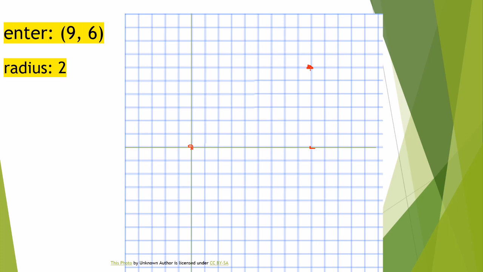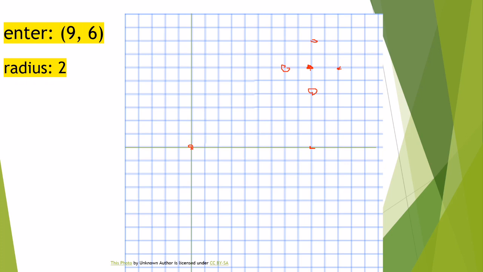Okay? And then, ang radius daw natin ay 2. So, ang radius, 2 steps up, down, left, and right. So, meron tayong 1 and 2. So, dito siya. 1, 2. 1, 2. So, 2 steps away from the center. 1, 2. So, to graph the circle perfectly, you can use the compass.